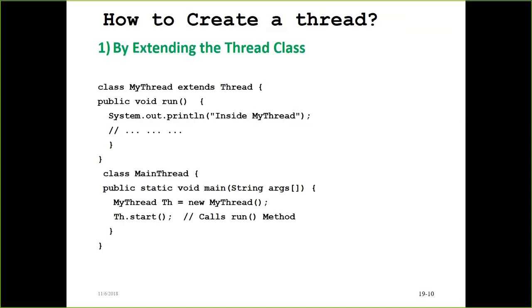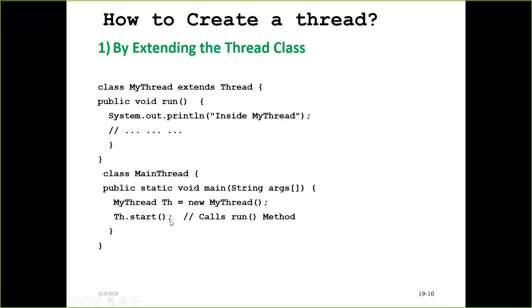Let's see a program. Extending the thread class is very simple. For instance, we create a new class named MyThread, and it will extend the thread abstract class. When we extend the thread abstract class, we need to override the run method. Then, when we have the MyThread class, we can create a thread easily: MyThread th equal to new MyThread, and then we call th.start.